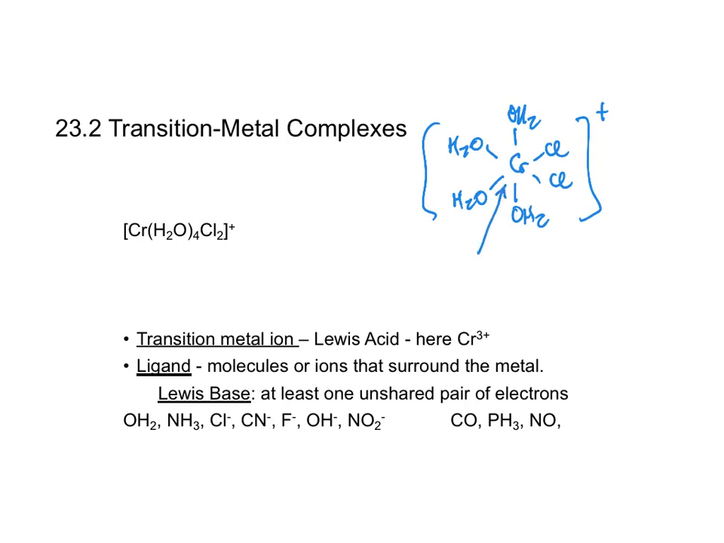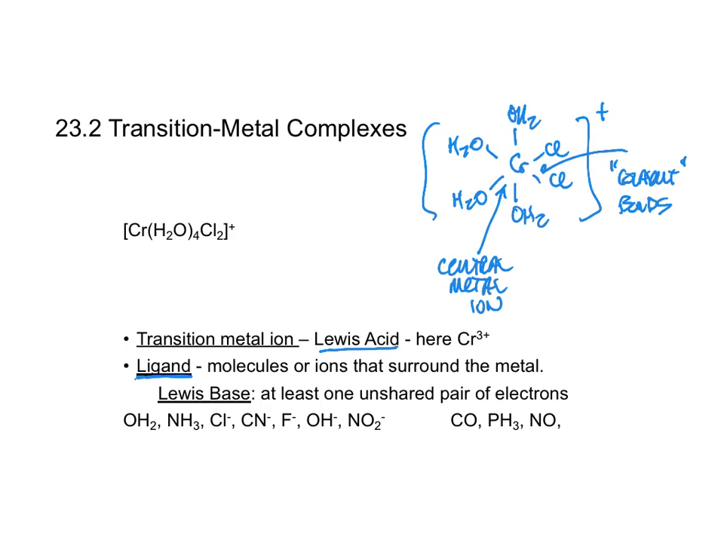The chromium in the center is called the central metal, and in this case it is an ion. Sometimes it could be an actual metal. Each of these bonds are called covalent bonds. Notice I put covalent in parentheses. It'll be developed as we proceed through the chapter what type of bond it actually is. So the transition metal, the chromium in this case, here it is Cr3+. Notice we've also given it the name Lewis acid.